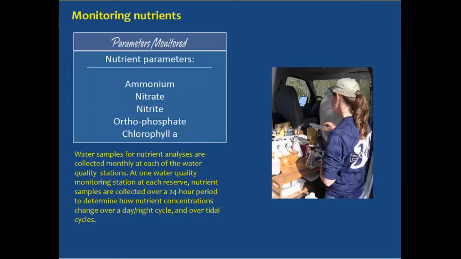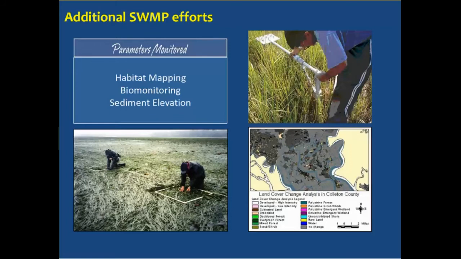We also do nutrient analysis, and so at each reserve we collect these nutrients, and we have additional SWMP efforts that are ongoing. We have habitat mapping taking place, we have biomonitoring, and sediment elevation measurements. These latter 3 are not yet core components of SWMP, but we are moving towards implementing them as core components also. So the water quality, nutrients, and weather are the core of our SWMP monitoring efforts, and these latter 3 are being developed.